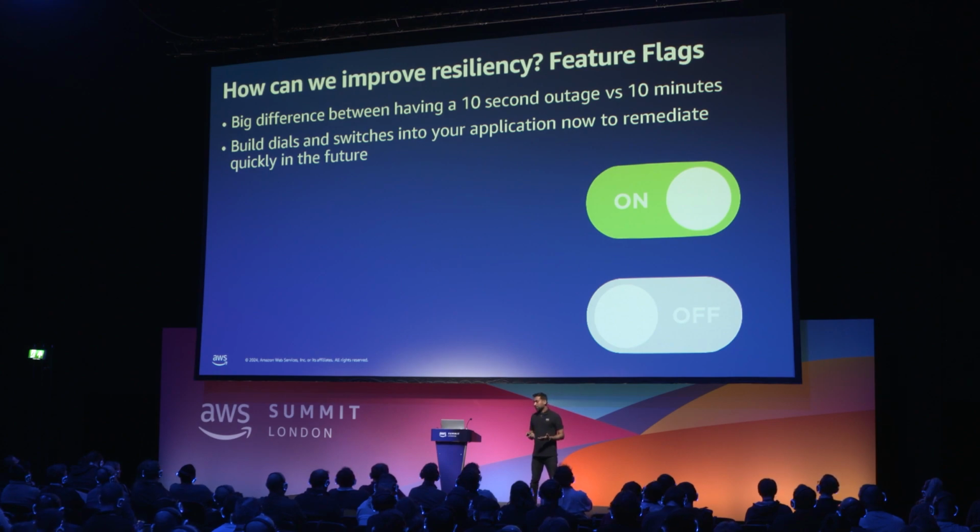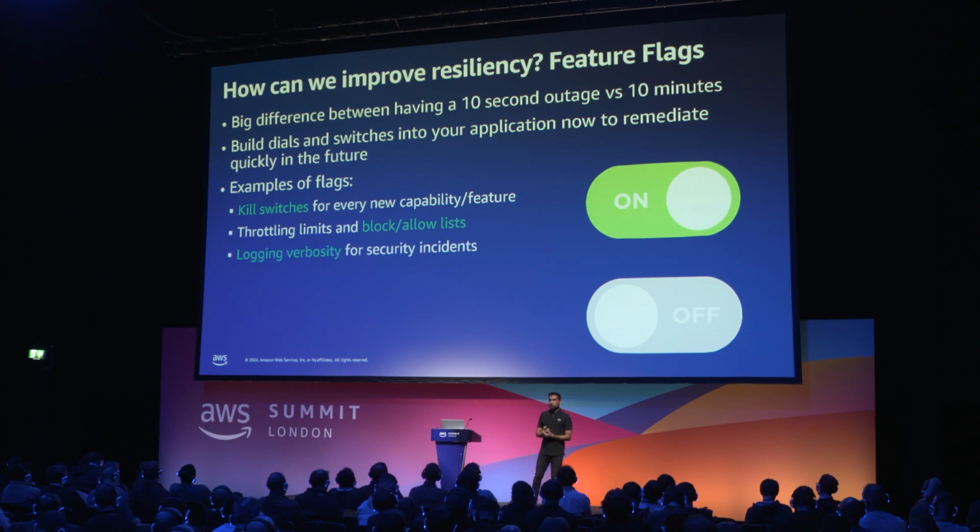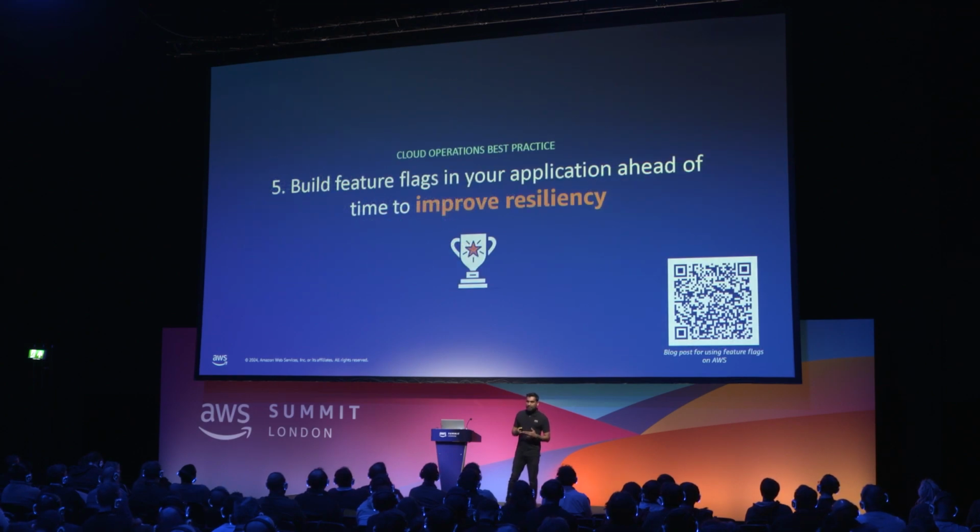Things you can put behind feature flags are, for example, kill switches. If you introduce a new service, you put it behind a feature flag and turn it off when it's not required. You can do verbose logging if there's a security incident, and once it's finished, you can turn it off to reduce the cost of logging. Similarly, you can have an allow or block list. This is not an exhaustive list, again, just to give you an idea. But the best practice here is to think ahead of time and build feature flags into your application to improve resiliency.